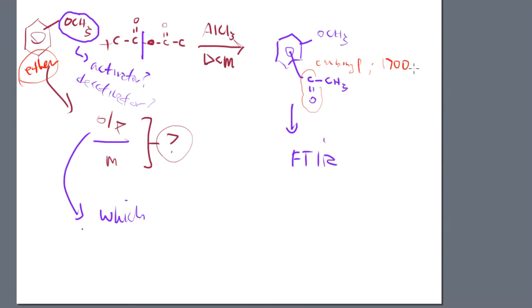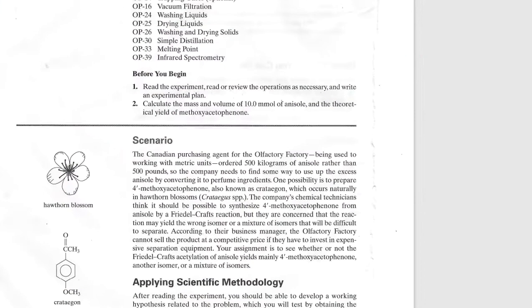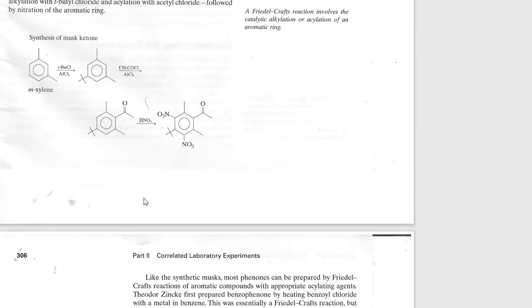Just to determine if we did make the product that we were supposed to have made, I'm going to be looking for the 1700 band that shows up in the FTIR when we do our product analysis. Now, that's not going to tell me where the position is going to be located. The position is going to be either in the second or the third or the fourth position on the ring. And we've got to know, well, which one is it going to be?